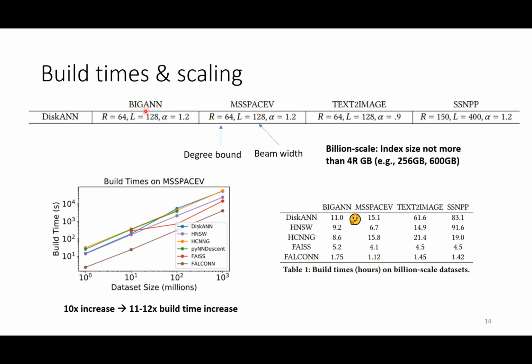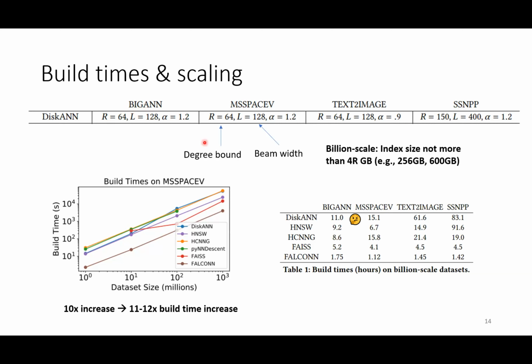128 means what Yusuke told you about the candidate set size during the search. This was set to 128. Then there is an alpha for the second round of the pruning, doesn't matter so much. The good thing is, with these parameters, you actually have a good idea how big the index is going to be, because you have 64 neighbors.